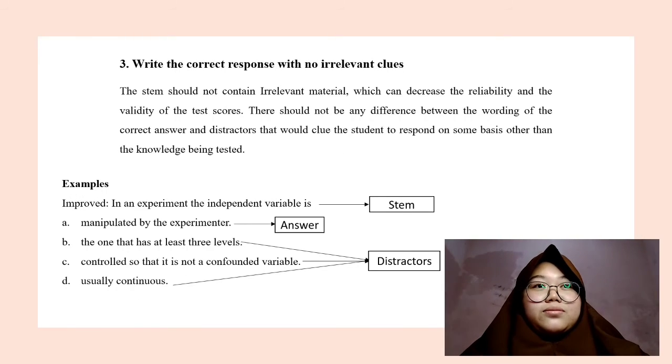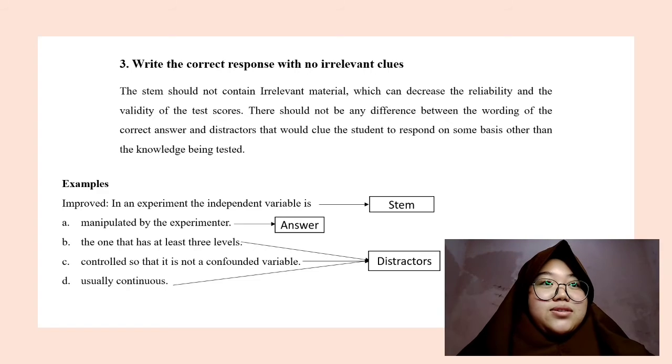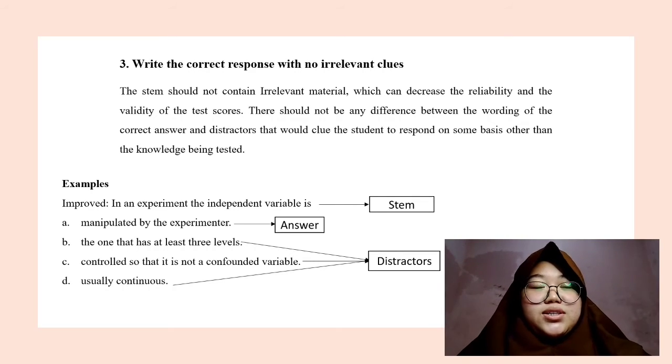And the third is write the correct response with no irrelevant clues. The stem should not contain irrelevant material which can decrease the reliability and the validity of the test scores. There should not be any difference between the wording of the correct answer and distractor that would clue the students to respond on some basis other than the knowledge being tested. For example, in an experiment, the independent variable is, this is the stem, and the correct answer is A, while the other answers B, C, D are the distractors of the stem.